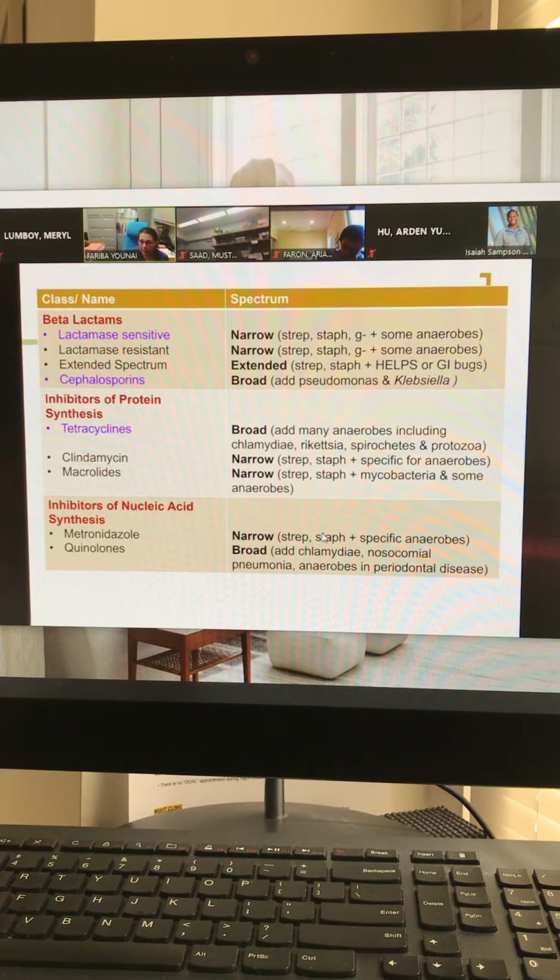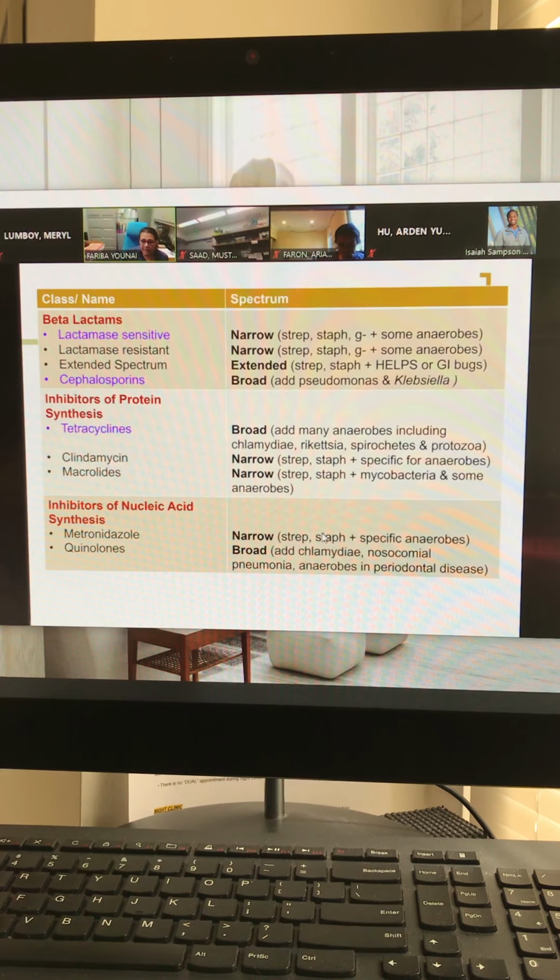Reminding you also about the other classes of antibiotics, like inhibitors of protein synthesis. Tetracycline is the one that is broad spectrum, okay, and covers a lot of anaerobes. Clindamycin and macrolides are both narrow, and they not only cover gram-positive strep and staph, but also have some effectiveness against anaerobes. And then you have your nucleic acid inhibitors, metronidazole and quinolone. Of those, quinolones are the broad spectrum. So you add nosocomial infections to this one.